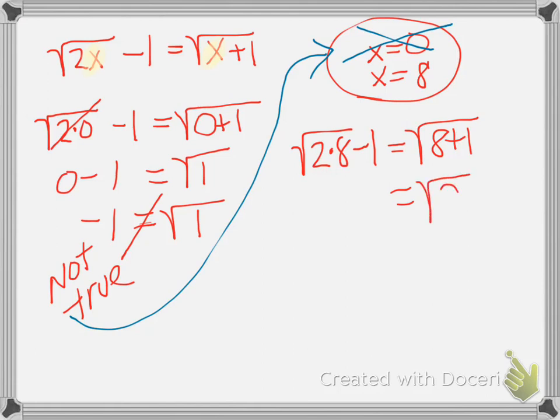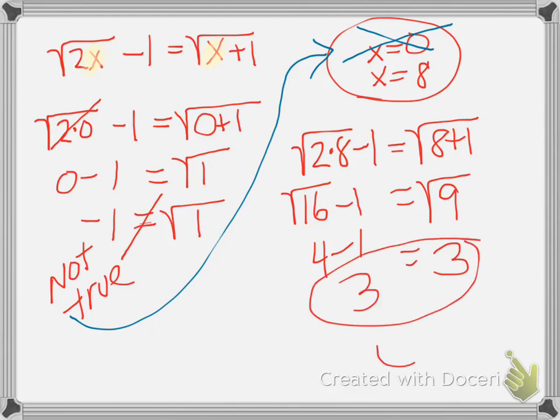Okay, and this will give me a square root of 9, which is 3. And let's see if this side equals 3. That'll be 16 minus 1. Square root of 16 is 4. 4 minus 1 is 3. So this gave me a true answer. So that means my answer must be 8. Kind of a long process.